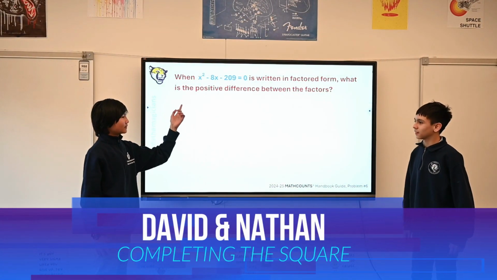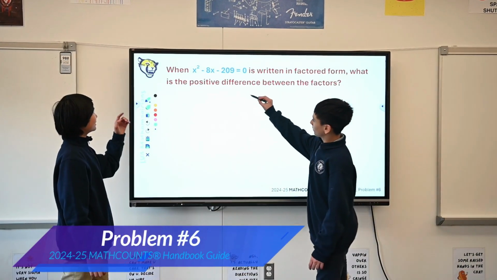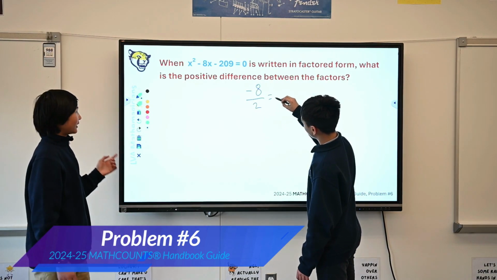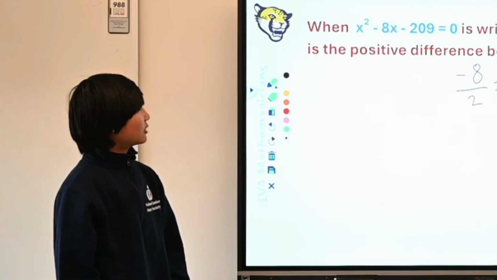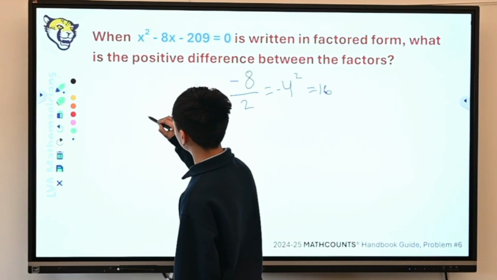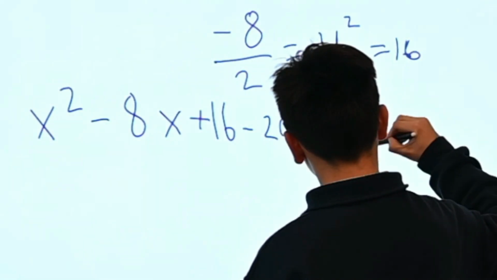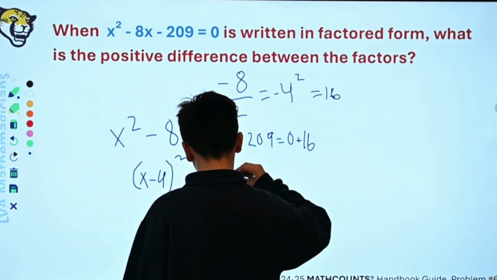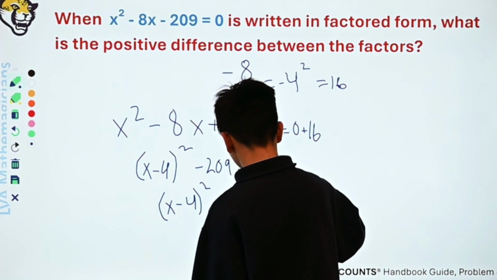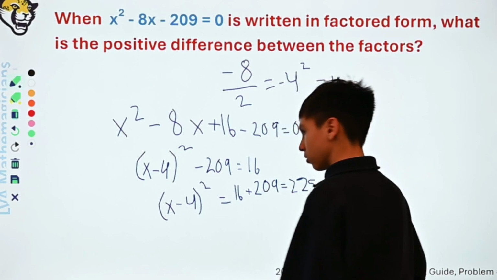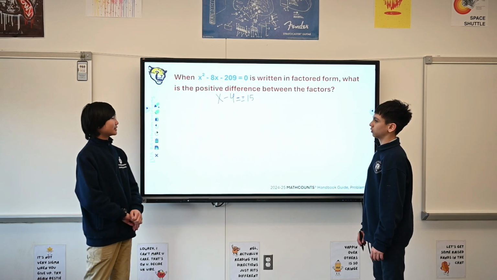Since the b or middle term is even, we can use the completing the square method. Good idea. First, we take half of the coefficient of b, which is -8. Half of -8 is -4, and we square it. We add the square to both sides of the equation. On the quadratic side, we put it right before -209. The first 3 terms form a perfect square trinomial. Don't forget the plus or minus sign. Finally, solve for x by adding 4 to both sides.